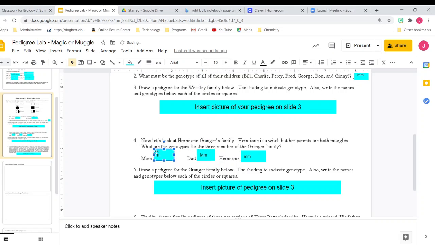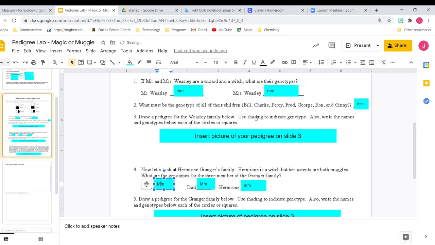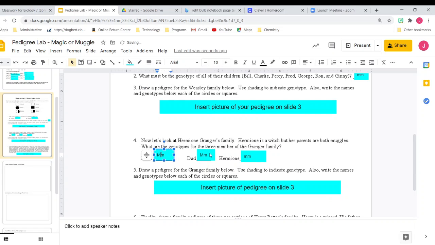So then what you'll do is now that you have these genotypes, you're going to make sure that on both of them, I forgot here, also, write the names and genotypes below each of the circles across. So tell me who they are. I forgot to tell you on this one. Bill, Charlie, Percy, Fred, George, and Ron, those are all boys. Ginny is the only one that's a girl here for the Weasley family. And then you have Hermione, who's a girl. You have mom and dad.